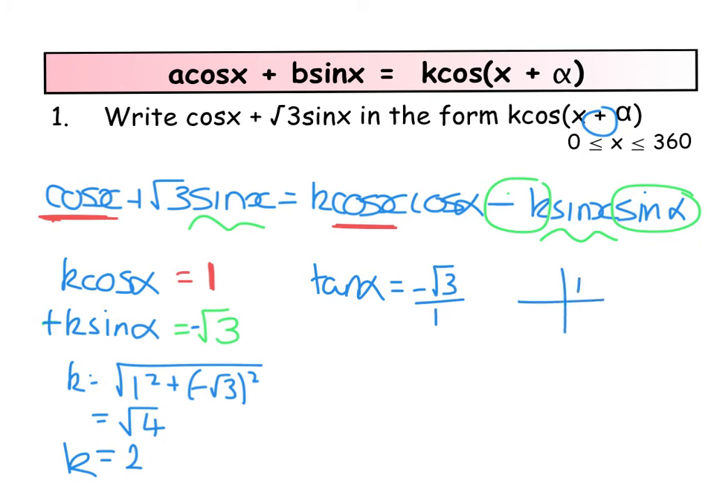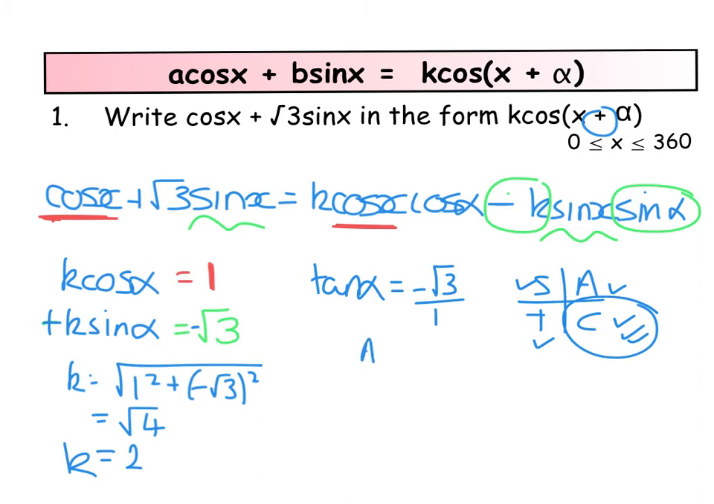If I go to the ticky bit, cos was 1, so cos was positive. Sin was negative, so you tick tan and cos. And then tan was a negative fraction, so tick sin and cos. So we can tell we're going to be using the 4th quadrant.